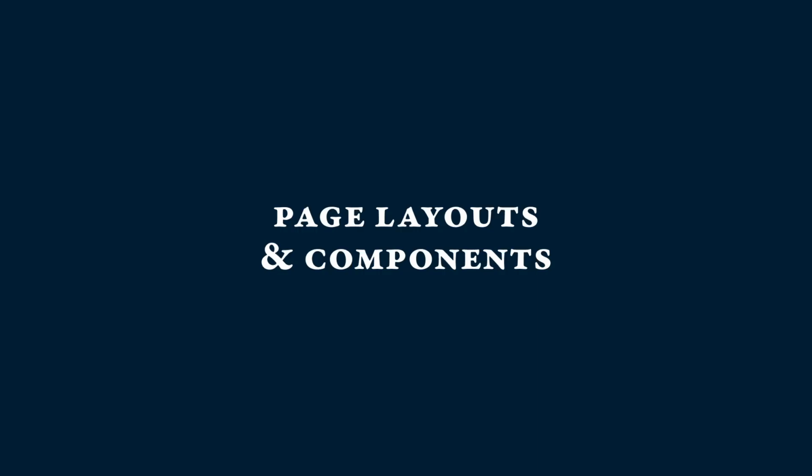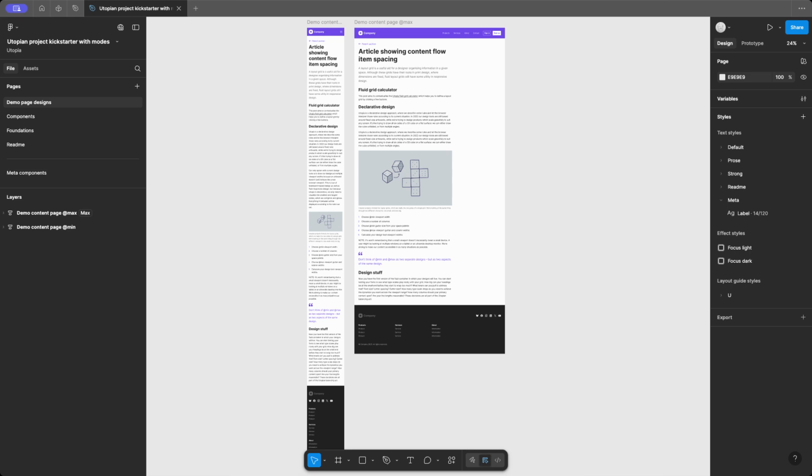Page layouts and components. Let's work backwards from these layouts pieced together using Utopian components. These 2 pages represent a single page design shown at each end of our viewport range. On the surface, these demo pages look pretty basic. It's the way they've been constructed that's interesting.